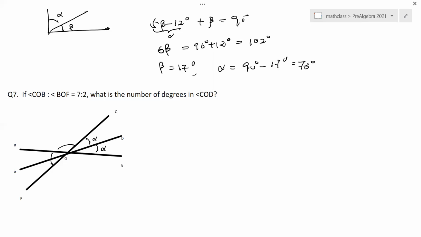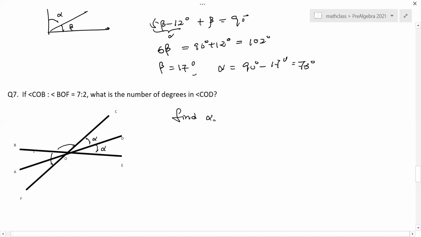Okay. So we know these two angles are the same. And we also know that COB to BOF is going to be 7 to 2. Okay, so let's try to find out the angle COD. We're trying to find the angle alpha. Find alpha basically.